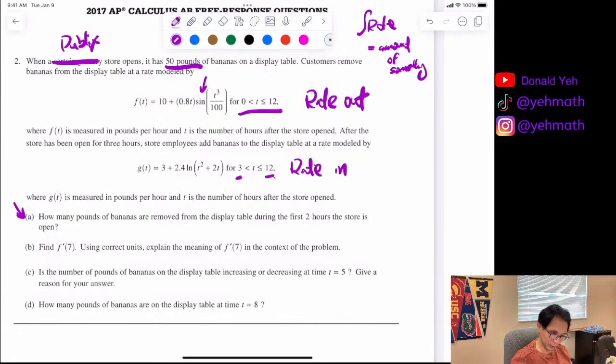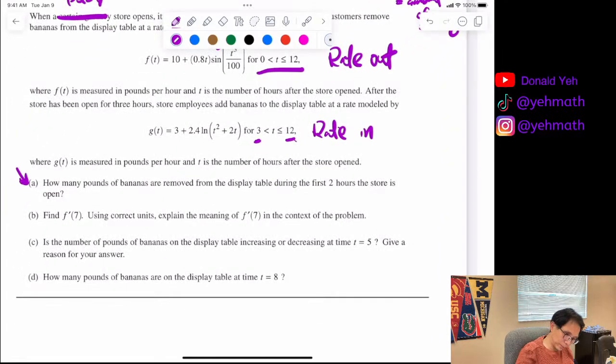Integral of that function from... Which function? The top one, f of t. Okay, 0 to 2, good job. Integral of f of t dt. And this is what you had to write. You cannot just write down the answer.